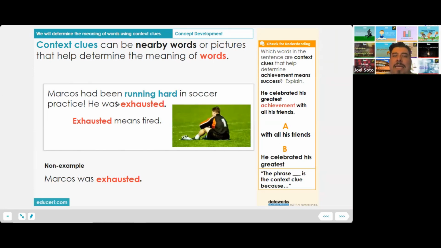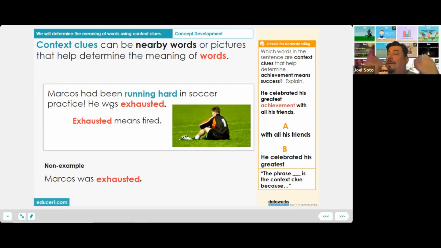Okay. Marcos had been running hard in soccer practice. He was exhausted. Exhausted means tired. You make your jokes and give your examples. When I go from my car to my office, I'm super tired. I'm exhausted. I want to go home already. Everybody laughs, but we go over here.